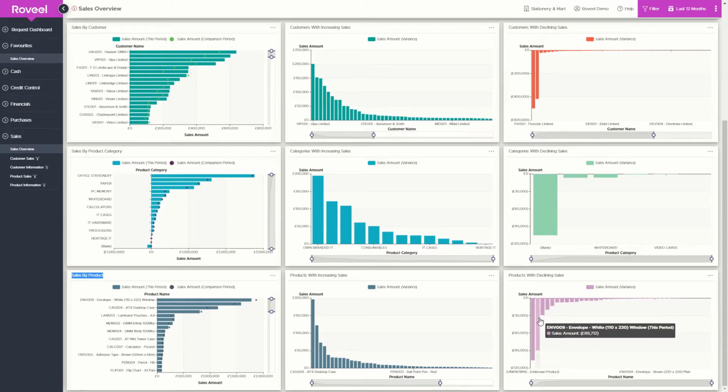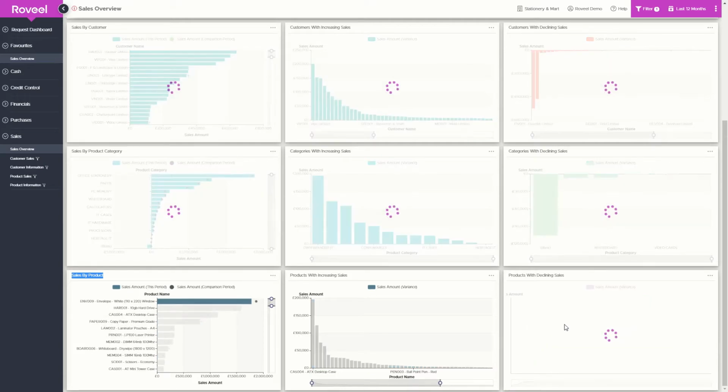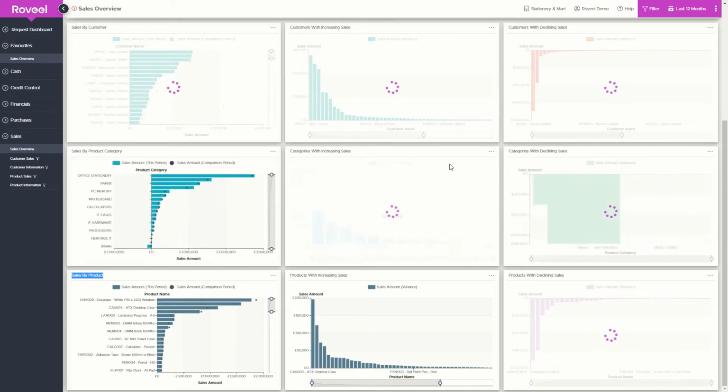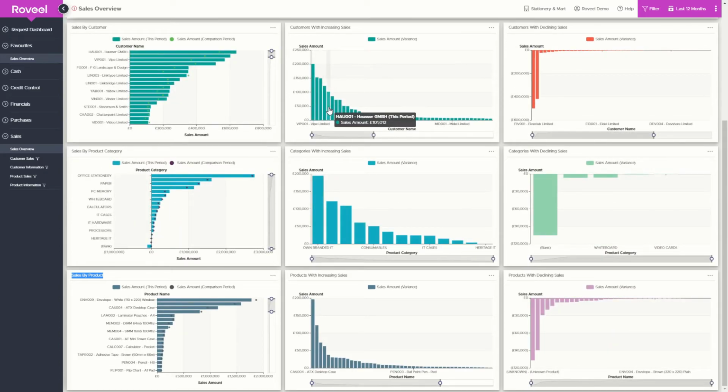The interactive graphs enable us to instantly pinpoint the components of any variance, quickly and easily finding the answers to those all-important sales questions for more effective decision-making. For a deeper dive into the data, we can also split down a customer.